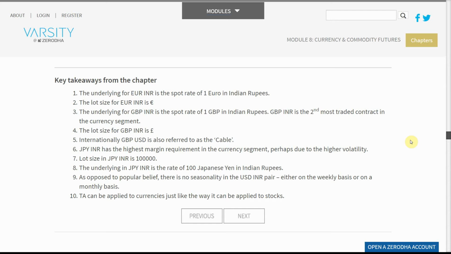JPY-INR has the highest margin requirement in the currency segment. Perhaps due to the higher volatility, lot size in JPY-INR is 100,000. The underlying in JPY-INR is the rate of 100 Japanese yen in Indian rupees. As opposed to popular belief, there is no seasonality in the USD-INR pair, either on the weekly basis or on a monthly basis. TA can be applied to currencies just like the way it can be applied to stocks.